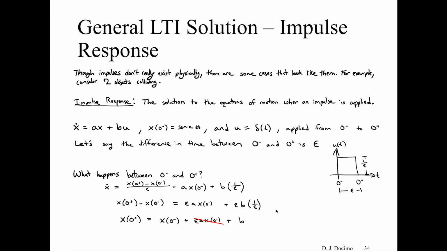So essentially what this does is our initial condition from before was this x at 0 minus, just before the impulse. And now our new initial condition just after that impulse is x0 minus plus b. So now we have our shift in initial conditions. That's what our impulse response pretty much explains.